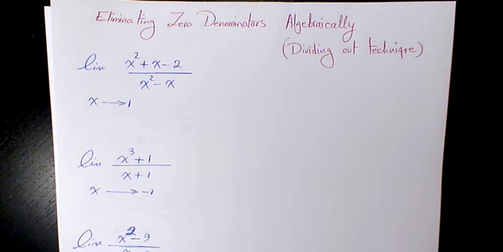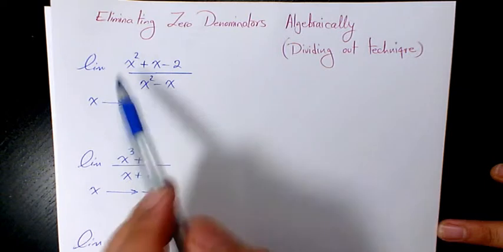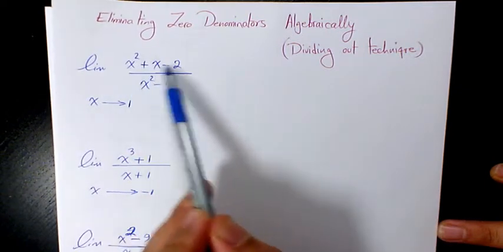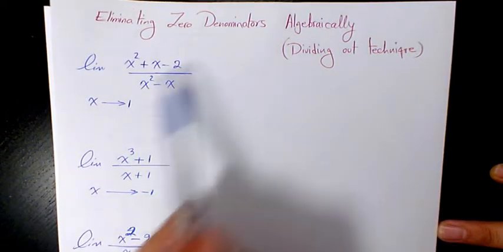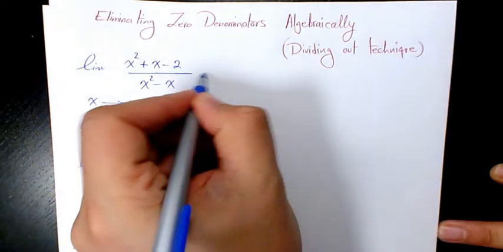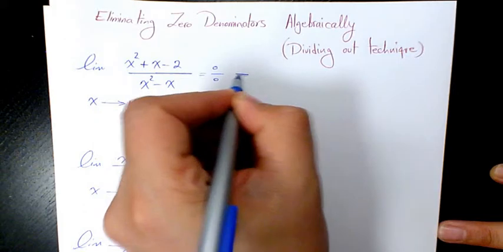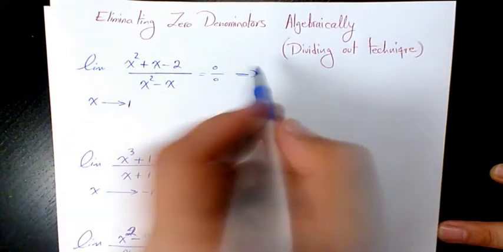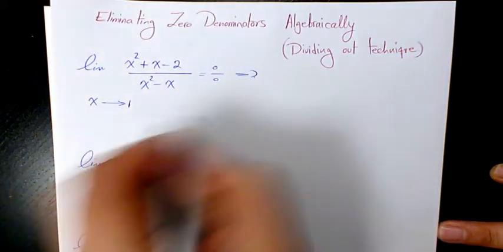It says limit of x squared plus x minus 2 over x squared minus x when x approaches 1. As you know, when you sub it in, it's going to be 1 plus 1 minus 2, that's 0, over 1 minus 1, which is 0. So 0 over 0. What we need to do is factor both the numerator and the denominator.